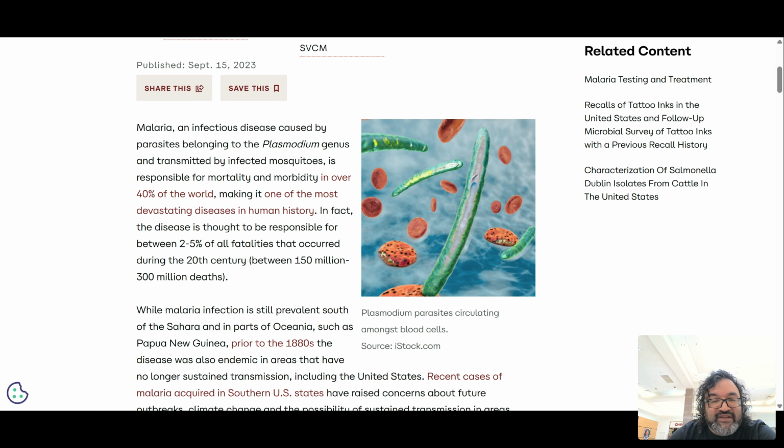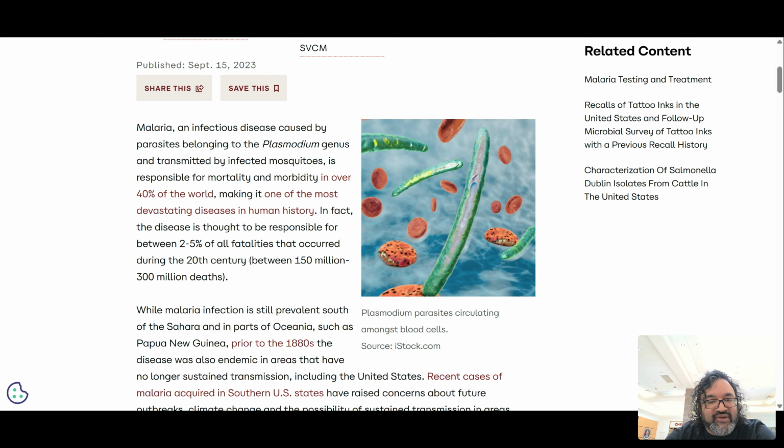And so obviously it's an infectious disease, but it's caused by parasites belonging to the Plasmodium genus and transmitted by infected mosquitoes. It's responsible for 40% of the world's mortality and morbidity. So this is a devastating sort of parasite to keep in mind. It's the most devastating disease in human history.